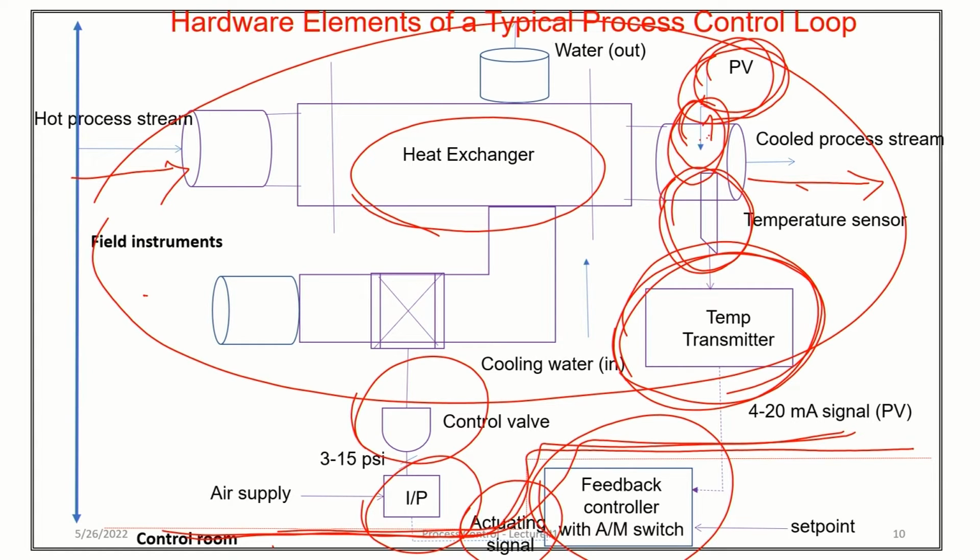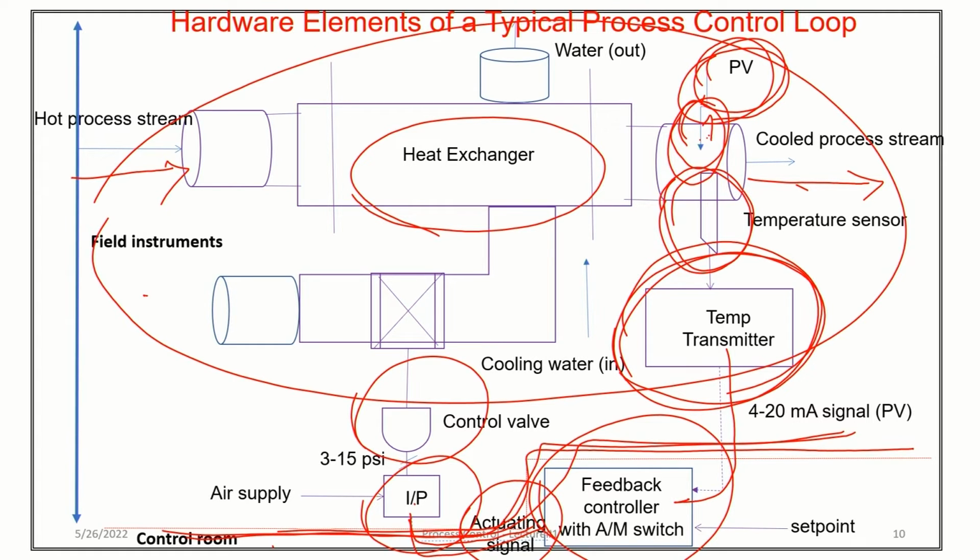There will be a set of wires which will carry a signal from the temperature transmitter to the controller. Again, the controller is in the control room. Another set of wires will carry a signal from the controller to the I to P converter. We all know that the I to P converter is in the field instrument, the field side, right. So, another set of wires will carry a signal from the controller to the I to P converter.